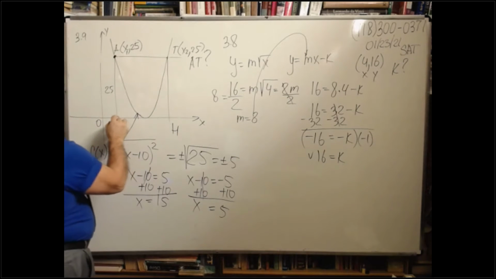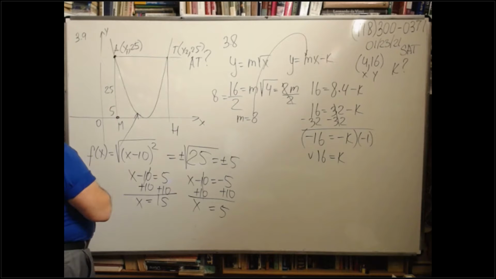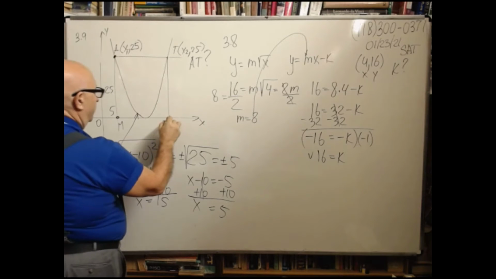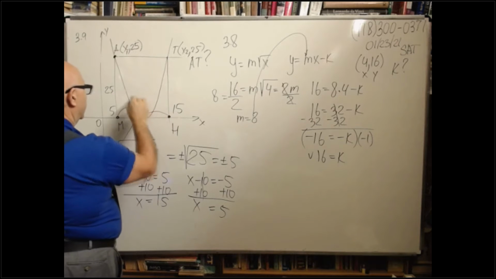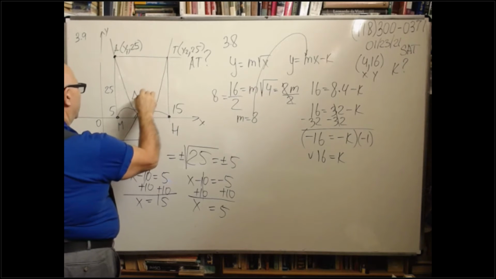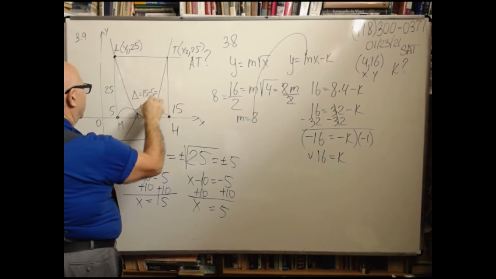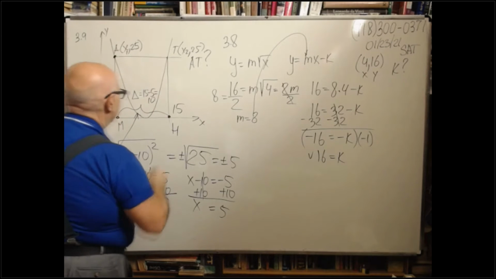So this is 5 and this is 15. How to find delta, this difference? 15 minus 5, which is 10. So the answer is 10.